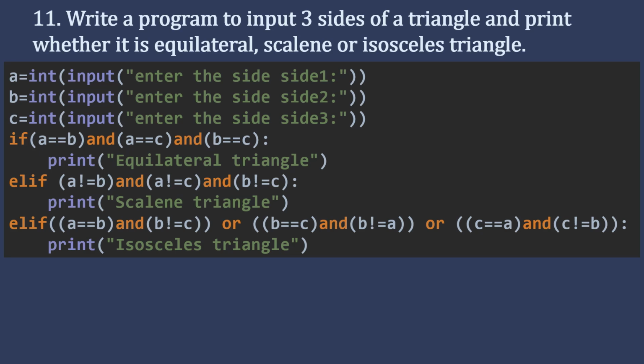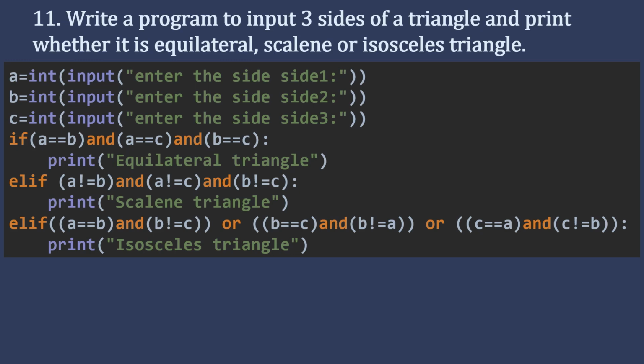Else if, the second condition: a not equal to b and a not equal to c and b not equal to c. That means all three sides are not the same. So it has to print it is a scalene triangle.